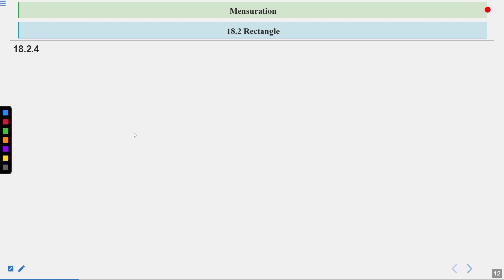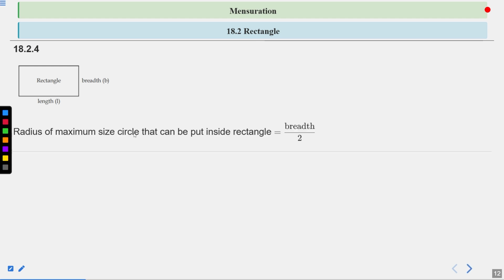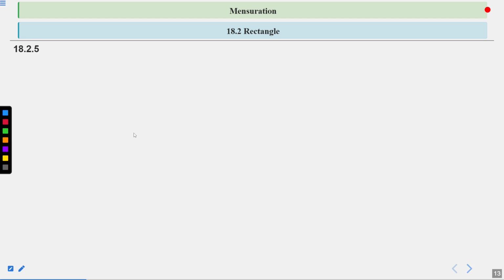Next one, 18.2.4. So this is the diagram of the rectangle. So the radius of the maximum size circle that can be put inside the rectangle is breadth by 2. Next one.